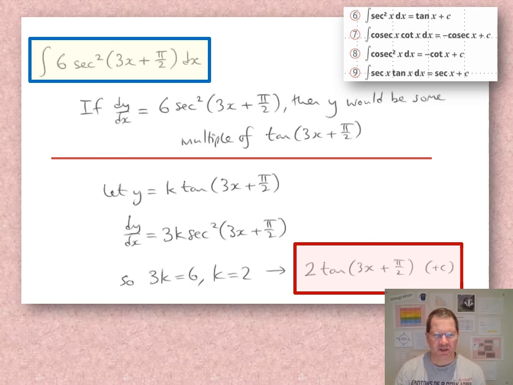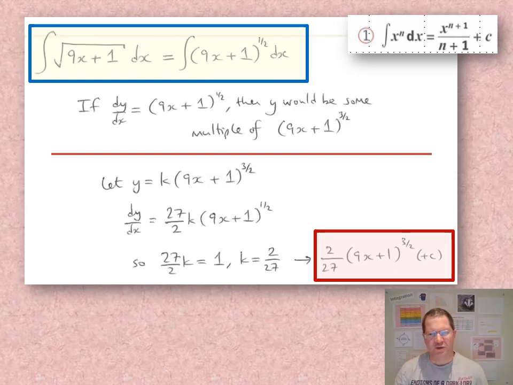I'm going to differentiate it via the chain rule. That gives me 3k sec squared(3x plus pi over 2). And comparing that with the original, 3k is equal to 6, which means that k equals 2, and hence my integral is 2 tan(3x plus pi over 2).